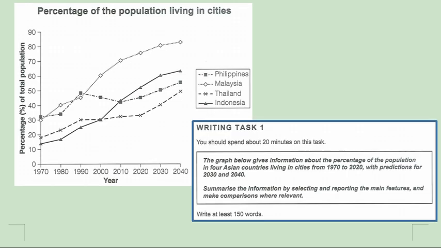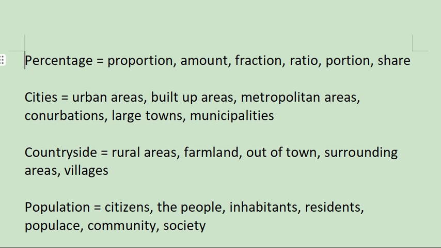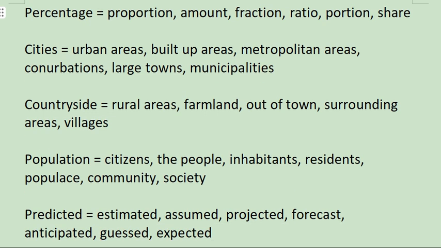Now, before I write the answer, I thought I might just note down some vocabulary that I'm going to need. So I'm looking at synonyms of some of these key words. Using synonyms not only shows your command of vocabulary, but it avoids you repeating the same word over and over again. So words like percentage and cities and population, these words you might be tempted to use the same word in every sentence. So we're going to look at some other words we can use instead.